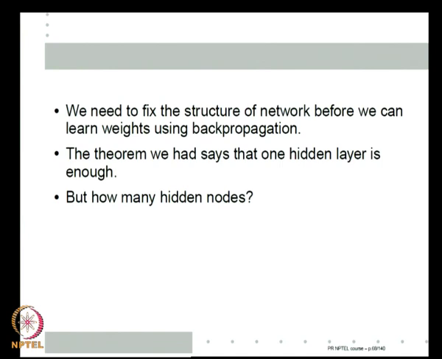Because input is 50, the input layer is 50 nodes. I have 50 into 10, 500 weights, and then 10 into 1, let us say one output node, 500 plus 10 weights. But suppose I put these 10 hidden nodes not in one layer, but one layer of 5 and the next layer of 5. I use two hidden layers.